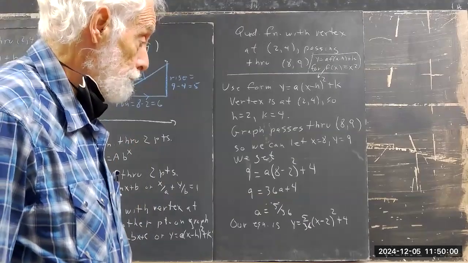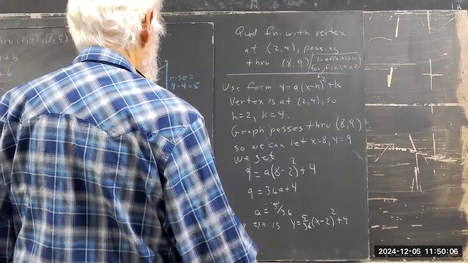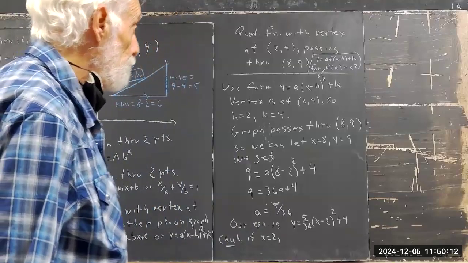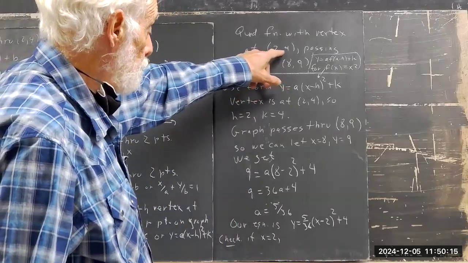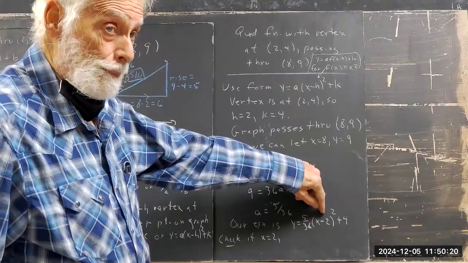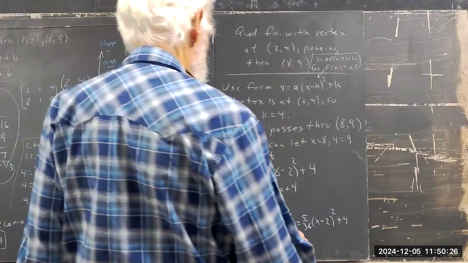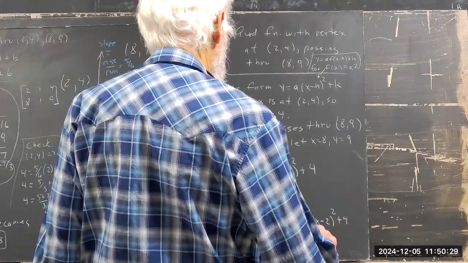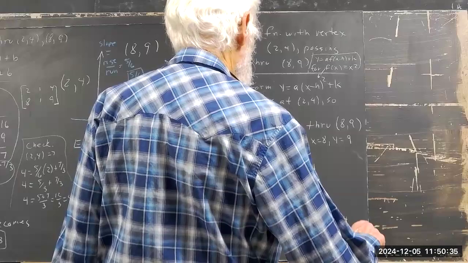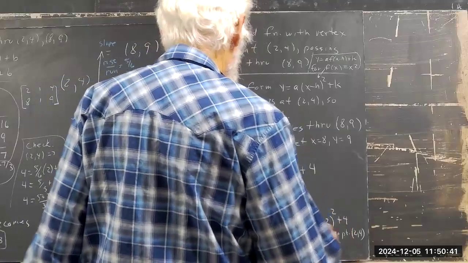Now, let's check. What if x equals 2? We're checking the point (2, 4). We're going to substitute 2 in for x. Well, if x equals 2, x minus 2 is 0. So this whole term is 0, and we get y equals 4. So we get the point (2, 4) on the graph. I don't have room to write all that out.